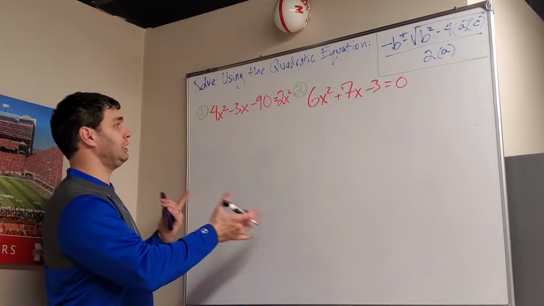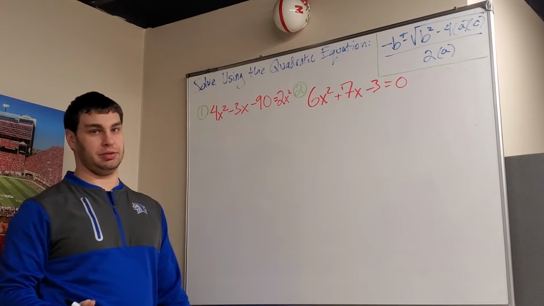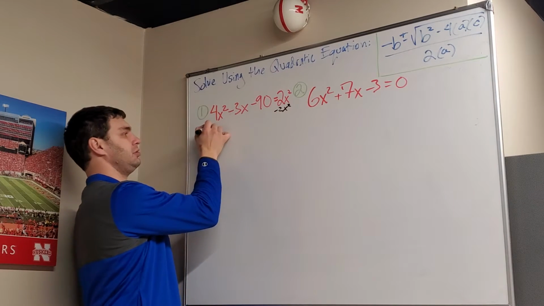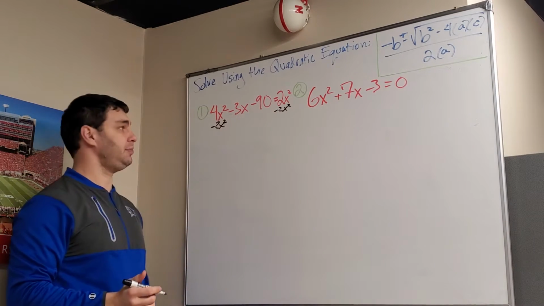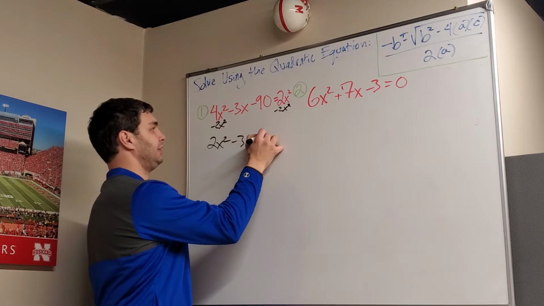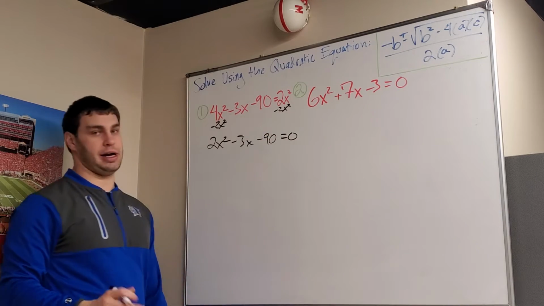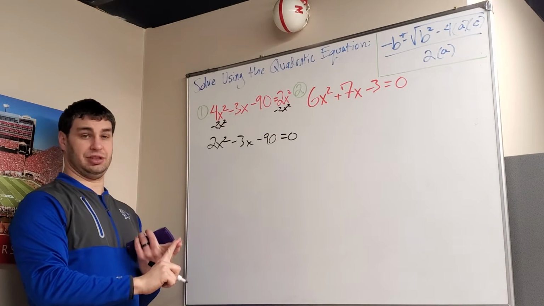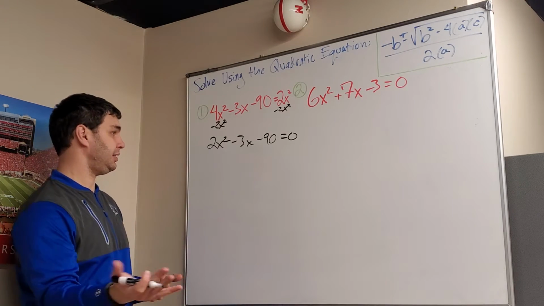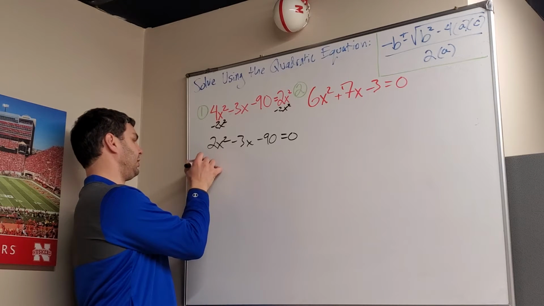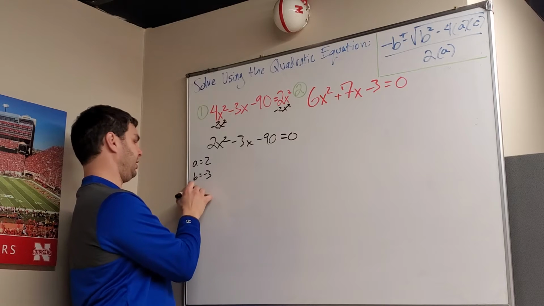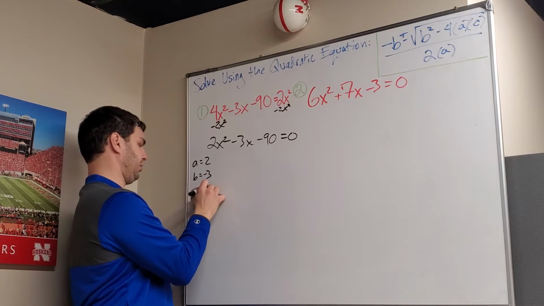This first one, not too bad, but currently does not equal 0, so we need to move that 2x squared over by subtracting it. And obviously we'll subtract it from this other x squared term. 4x squared minus 2x squared is 2x squared minus 3x minus 90 equals 0. All right, currently looking at it, we want to look for, first off, any GCFs. Nope. And then find your A, B, and C values. So here our A is going to be 2, our B is negative 3, and our C is negative 90.